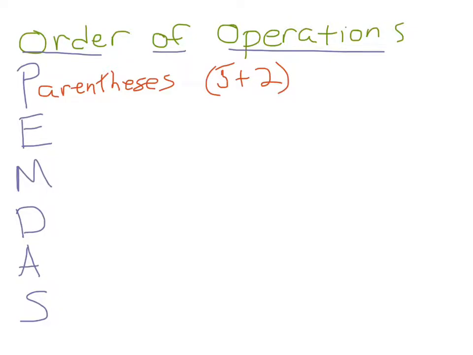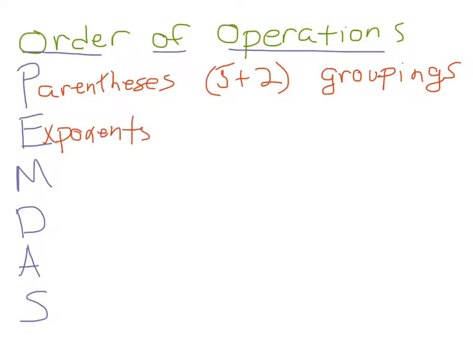Parentheses, or usually sometimes you might hear the word groupings. Okay, so things that are grouped together, there are some special cases where some things are grouped together, and we're going to talk about those as we go through. Exponents is next, so parentheses followed by exponents. Exponents are powers. Things like 5 squared.